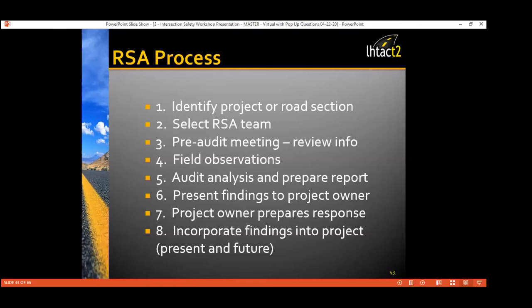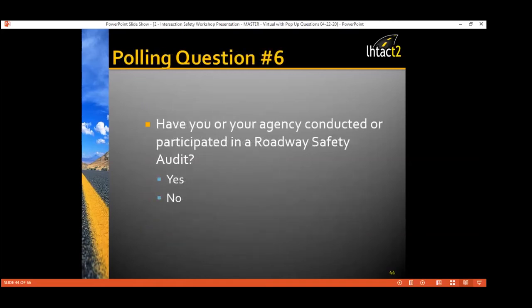The owner is going to prepare some kind of response back saying, this looks great, these are the things we want to do, and here's maybe the priority we're going to do them in. And perhaps you're going to incorporate these findings of safety deficiencies into present or future projects. So that's how the roadway safety audit process goes. It's a formalized process, and it really helps you get to where you want to go when you're expanding your safety program. Okay, so here's polling question number 6 that Dawn's going to bring up to you.